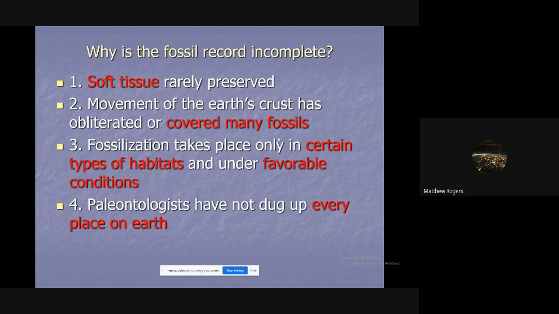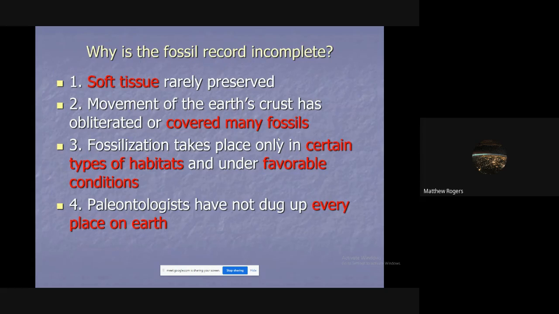Three, fossilization doesn't happen everywhere. There's a reason why no one is digging for T-Rex bones, even though T-Rex lived in the Kalkaska area, because the conditions were not right for fossils to be formed here. And so, unfortunately, we don't have any fossils here.